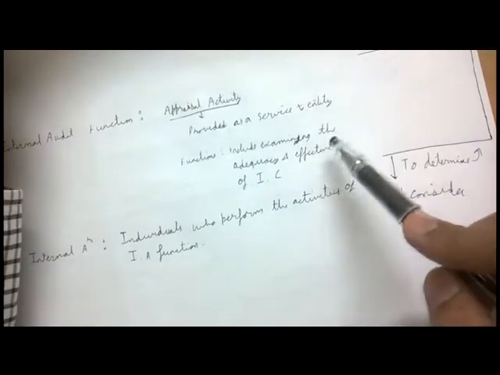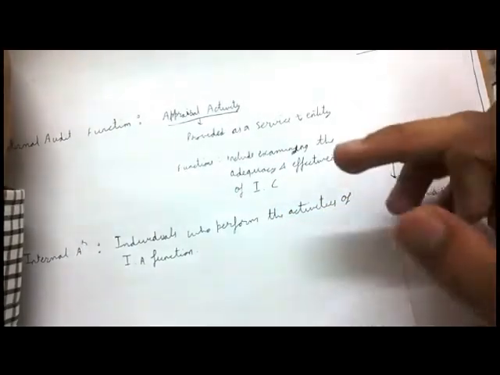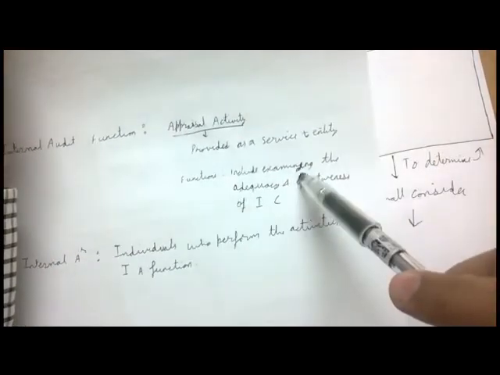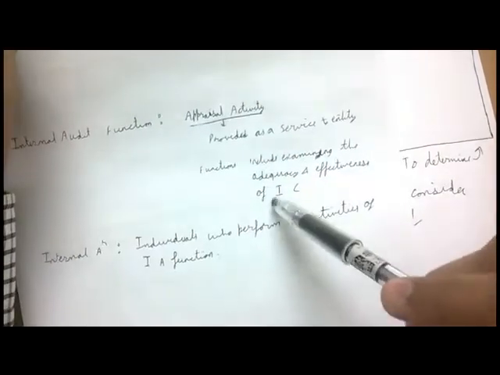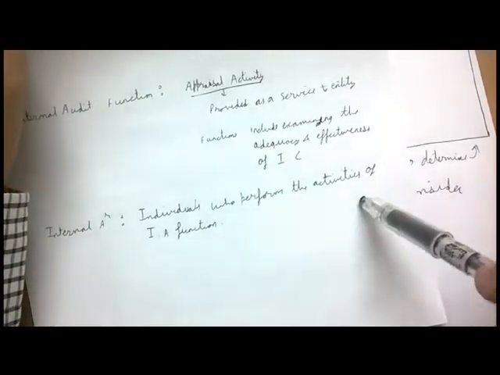It includes examining the adequacy and effectiveness of internal control. That is, you are examining that internal control is adequate and it is effective. This is what we are going to do in internal audit as an internal audit function. So if we are going to examine this internal control, the one who examines this is known as an internal auditor. So we can say that individuals who perform the activities of internal audit function are known as internal auditors.